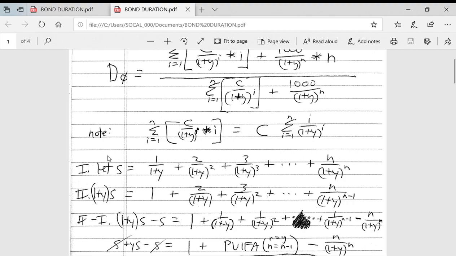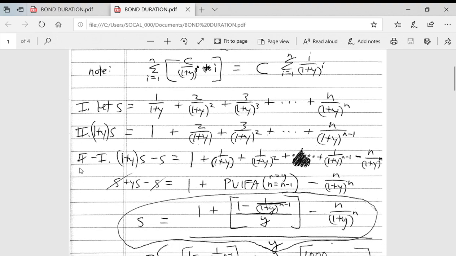With Roman numeral 1, left equals right. Roman numeral 2, that equation, left equals right. Logic tells us then the difference in the lefts has to equal the difference in the right-hand sides. And it's 2 minus 1. So (1 plus y) times s minus s. And over here we've got 1, and nothing to offset it with, that's fine.